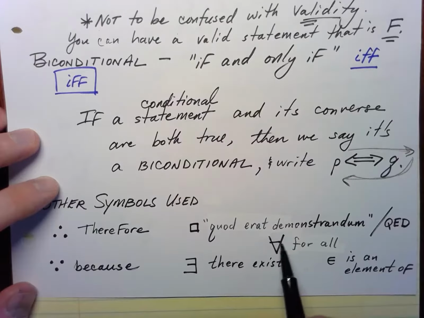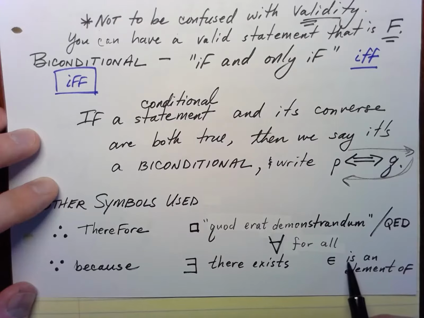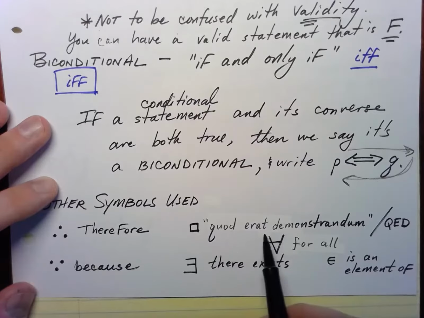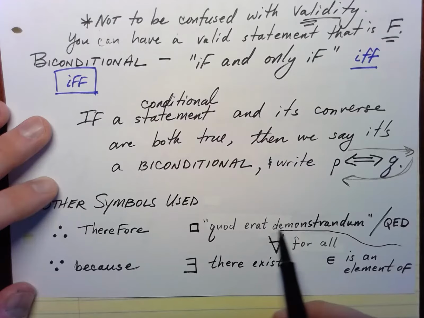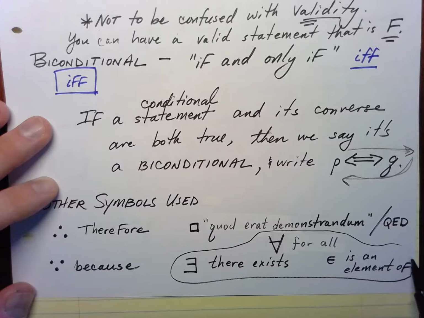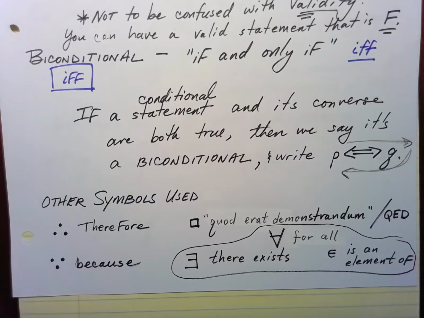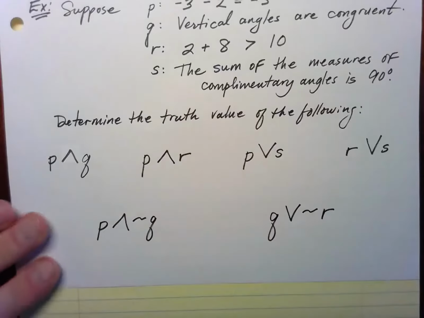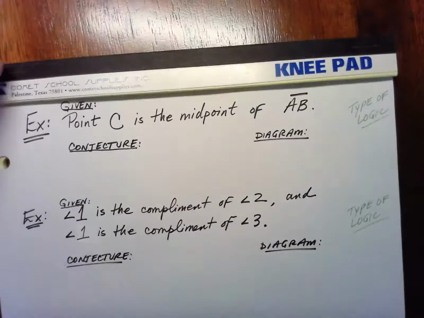An upside down capital A means for all. A backwards capital E means there exists. And then this lowercase curvy looking E, which is actually the Greek letter epsilon, means something is an element of something else. These are kinds of things you would use more in higher classes. So you don't really need to know these, but I at least wanted you to see them so that when you see them later, you can think back, oh yeah, Alex mentioned those. Let's look at some examples.